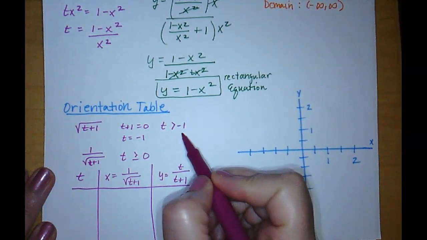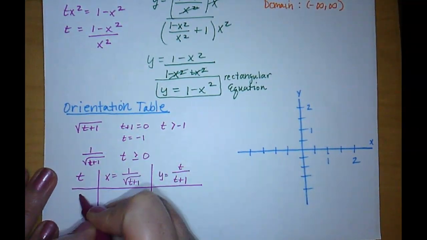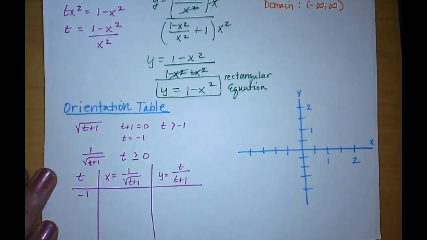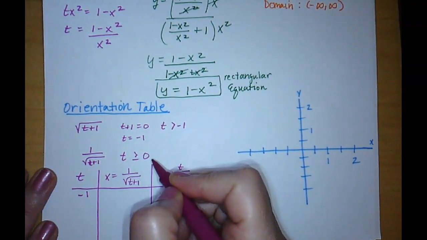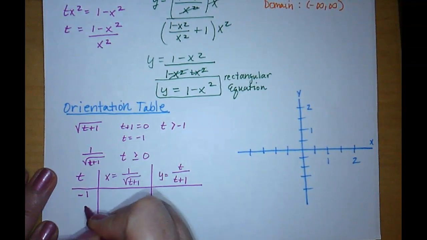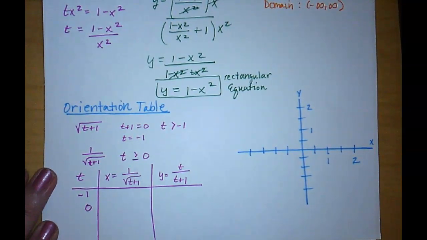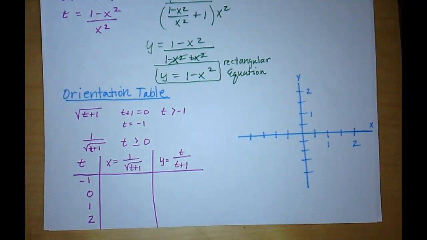Okay, so I know that t has got to be greater than negative 1, so I'm going to start my t at negative 1 so I know where that point is. I know that it's going to end up being greater than or equal to 0, so I'm going to have a 0. And I'm just going to get a couple more points past that so I'm good with my orientation. Remember, we said last time that the minimum amount of points in an orientation table should be 3. It could be more. And if they give you specific ones, you'll have to go with those.